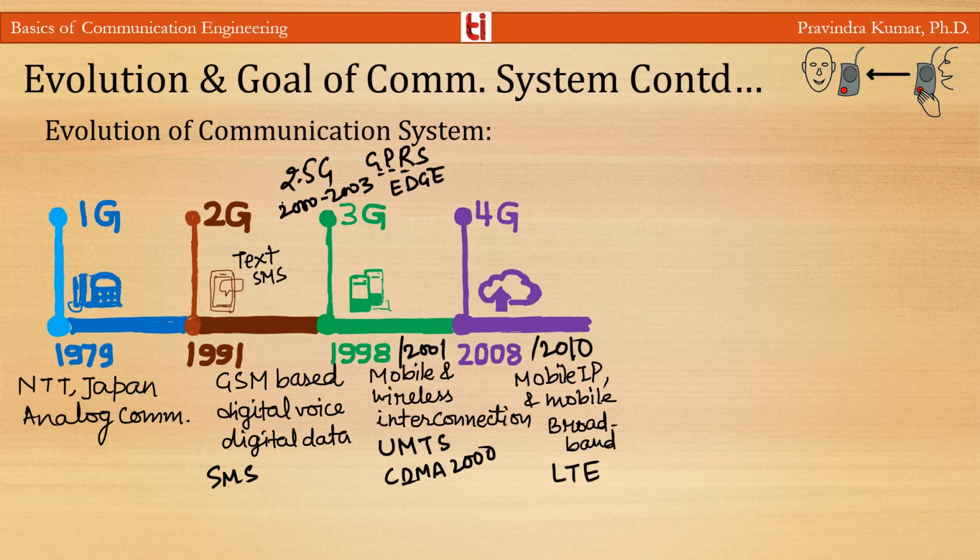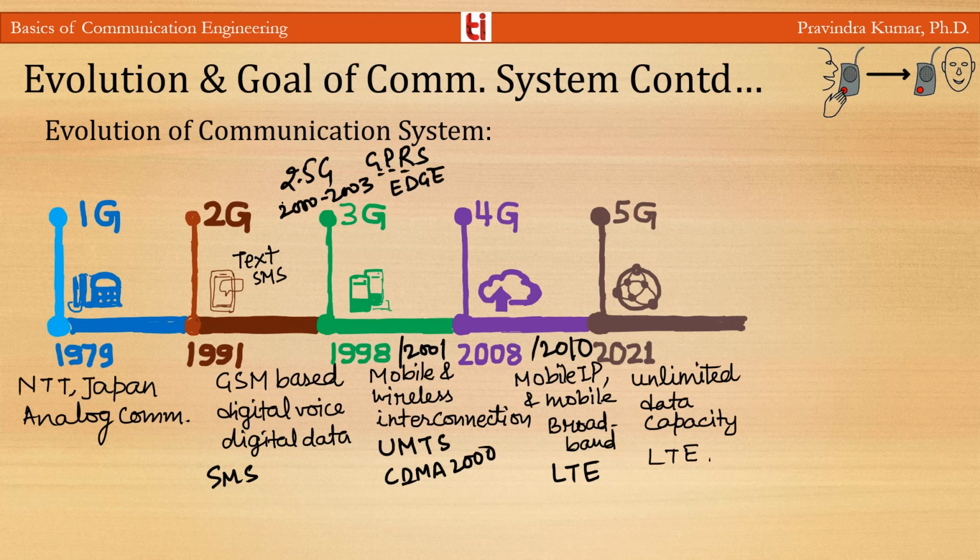Now we are about to enter the era of 5G, which is expected to be available by the start of 2021. The speed of 5G would be 1000 times that of 3G and 100 times that of 4G. It will control thousands of networks and will strengthen Internet of Things (IoT) applications.